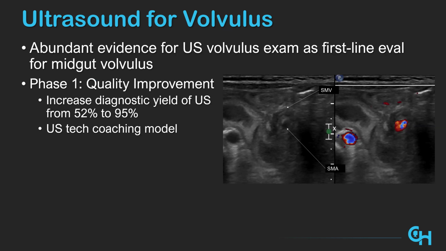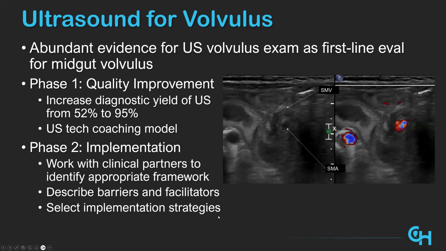Abundant evidence in the literature, but how, again, to put that into practice is the problem that we're addressing. And our approach is a two-phase approach. Phase one is a quality improvement phase, looking to increase the diagnostic yield of ultrasound for midgut volvulus. So how often are we able to say, yes, there is volvulus, no, there is not volvulus? And overall, our beginning baseline is a bit low, and we're aiming for a 95% diagnostic yield. And we're using a tech coaching model to try to achieve that improvement.